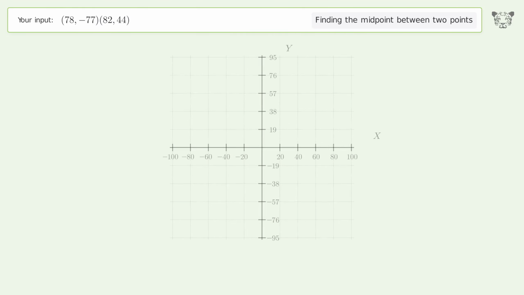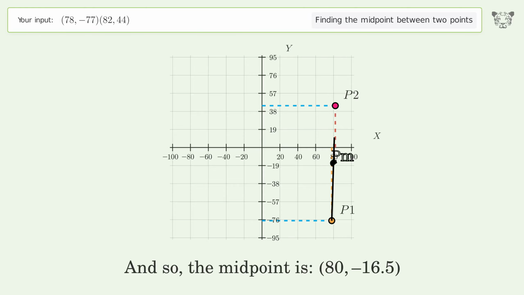And so, the midpoint is 80, negative 16.5.